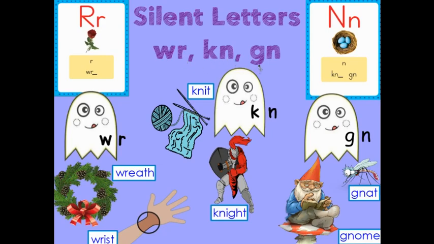KN, and GN. Now, you might see up here that I'm calling these silent letters. That's because, like I said, these consonant digraphs only make one sound. So one of these letters is going to be silent. Let's take a look and listen at what these consonant digraphs do. The consonant digraph WR does not go w-er. Instead, it makes the R sound, like this, er.